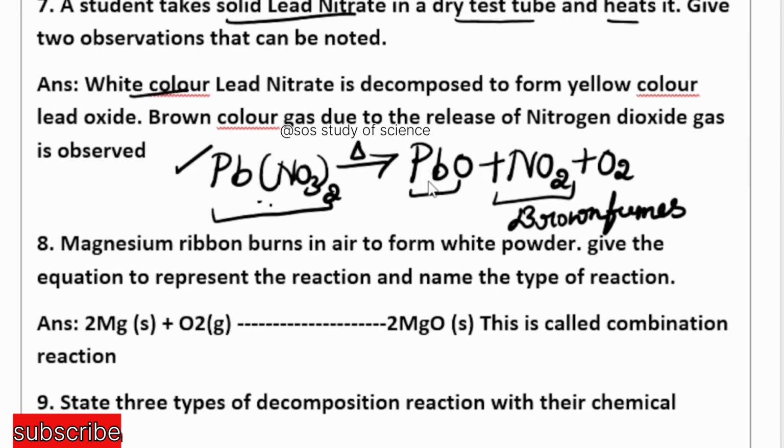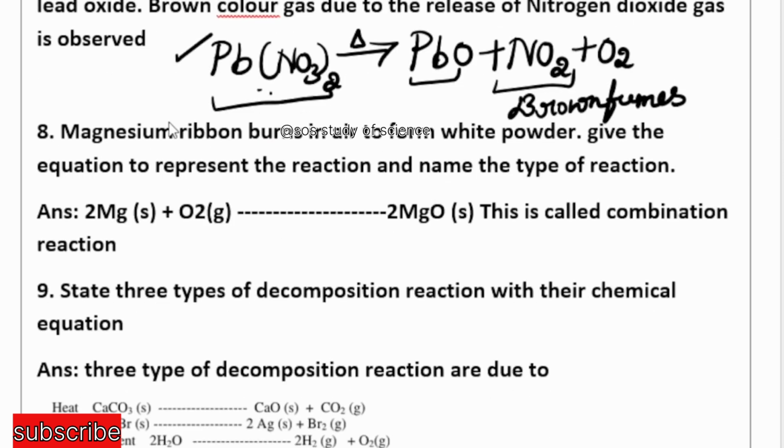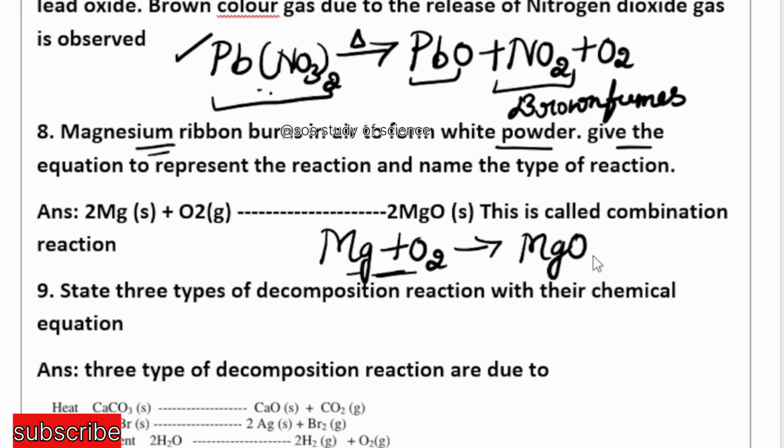Okay. So moving to the next question, my dear students, you can observe the 8th question is this. Based on this, many times a question is asked in the exam. Magnesium ribbon burns in the air to form white powder. Give the equation representing the reaction. Very simple. We have taken magnesium and burnt it in the presence of oxygen. When we burn magnesium, we get a white color dazzling light. As a result of it, we get magnesium oxide, which is in the form of ash. What kind of reaction is it? It is a combination reaction. Two or more reactants combine to form one single product.